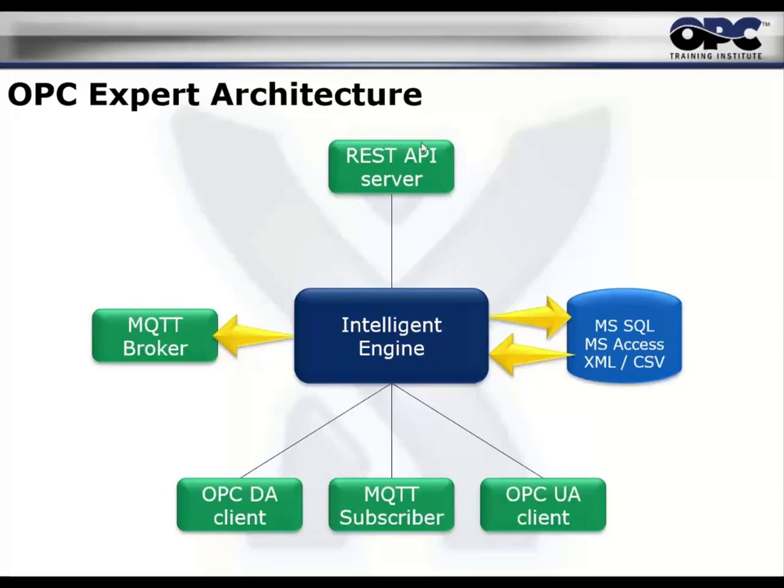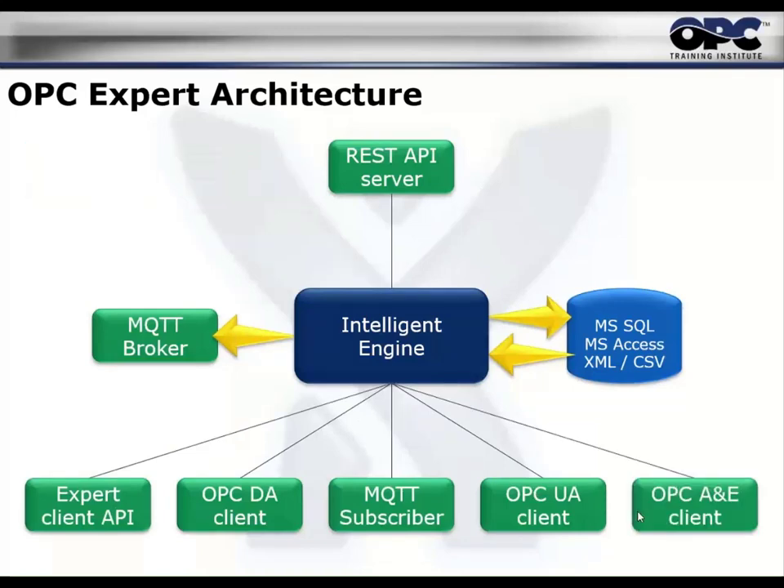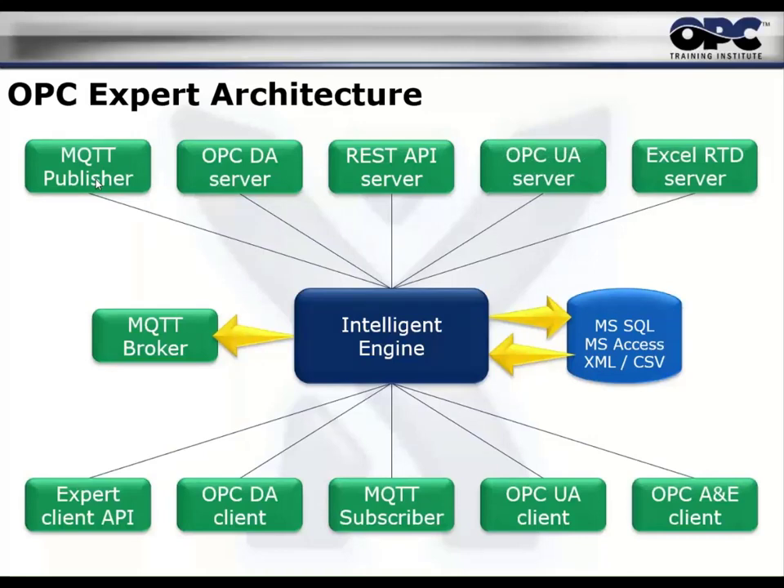Again, what that means is this REST API server has access to not just real-time data, but also historical data. All of that is accessible to this REST API server because it's accessible right here. And again, all of this is within OPC Expert. You can also bring data in via other OPC alarms and events, or MQTT. You can send this data out using an MQTT publisher, as I talked about. There's a DA server, a UA server. You can get this data with Excel. So once again, everything in here is accessible to all of these.